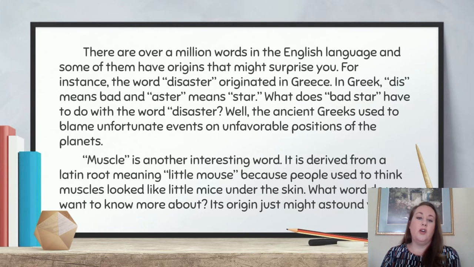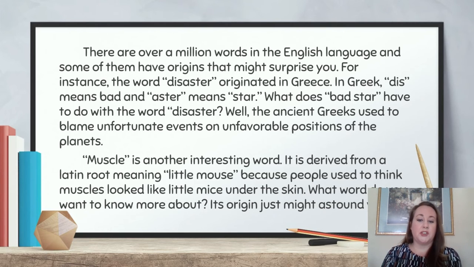All right, there are over 1 million words in the English language, and some of them have origins that might surprise you. For instance, the word disaster originated in Greek. In Greek, dis means bad, and aster means star. What does bad star have to do with the word disaster? Well, the ancient Greeks used to blame unfortunate events on unfavorable positions of the planets.